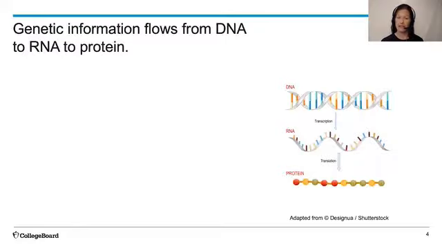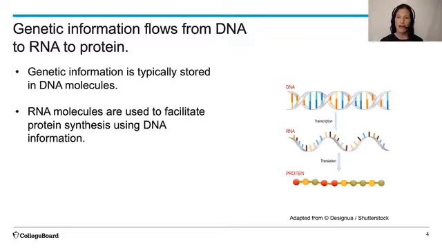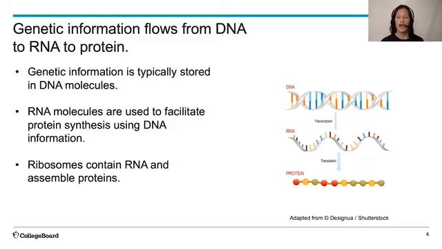So let's get started. Genetic information flows from DNA to RNA to protein. Our genetic information is typically stored in DNA molecules. RNA molecules are then used to facilitate protein synthesis using the DNA information. So you can see in the picture, they kind of come at that middle step between the DNA and the protein. And ribosomes contain RNA, and they assemble the proteins.